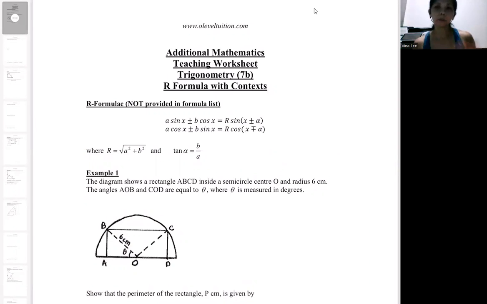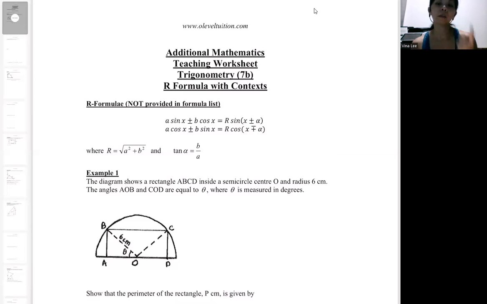Okay, so by the time you reach this portion, you already learned why you need to use R formula to convert two functions into one function, and when you are using the R formula. After you know how to convert, you also learn that there are two types of question. One type is to ask you to solve trigo equation. Another type is to ask you to find the maximum and minimum. So those are the few things that you already learned by the time you come to this portion.